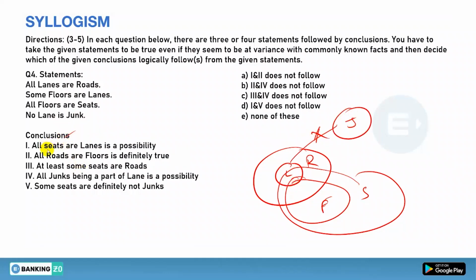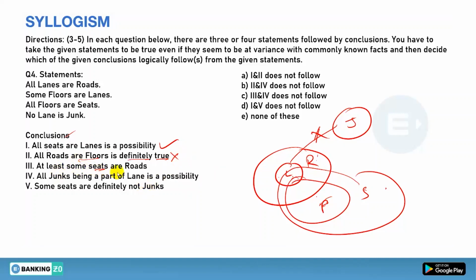Now conclusion 1: all seat are lane is a possibility. Yes, this is a possibility because between lane and seat there is a relationship that will be forming some, but they are asking all, so it is possible. Now, all roads are floor is definitely true. This is not definitely true, it can be, because the relationship given is for some, but for all we don't know, so it will not follow.